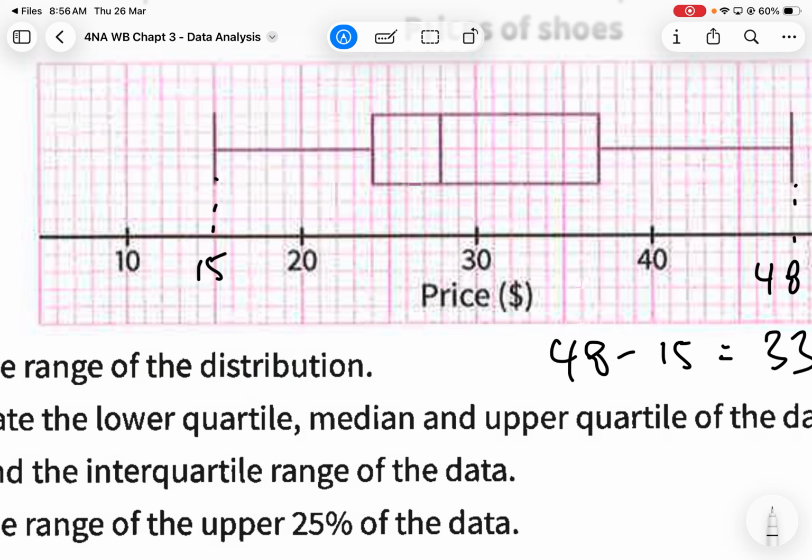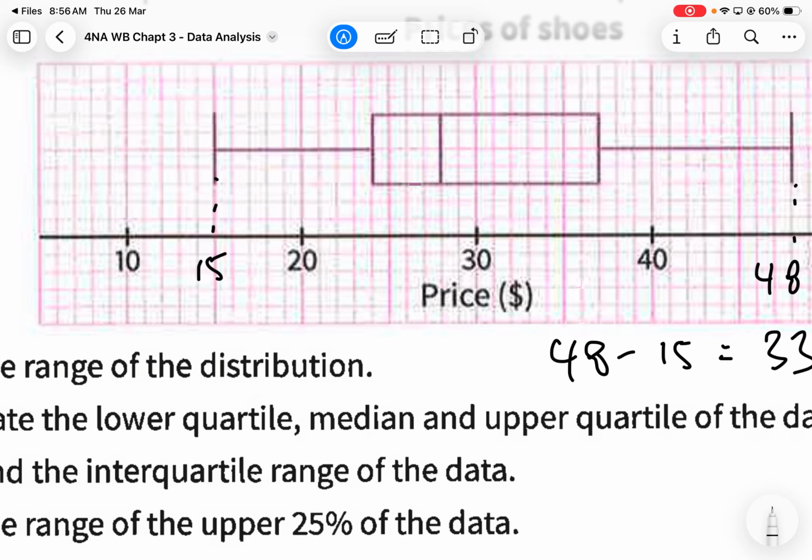So the minimum here is $15. The box itself doesn't represent anything. It doesn't mean the box is bigger or smaller. Later I will tell you it actually means something. But now we are concerned about where the vertical lines are. The vertical line, you read down to the x-axis, that will tell you what the data is.